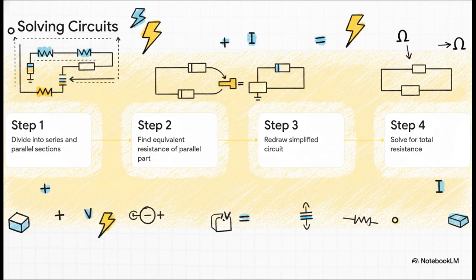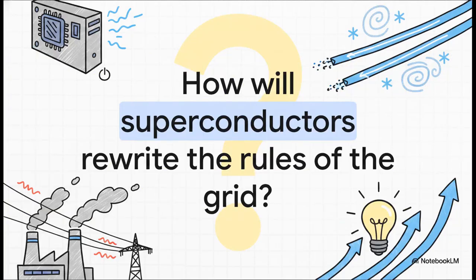We've mastered the fundamental laws of electrical resistance today, but I want to leave you with a rather provocative thought about the future. Right now, when electricity travels from power plants to our homes, some energy is always wasted as thermal energy because of the resistance of the wires. But scientists are working on superconductors. These are special materials that have absolutely zero electrical resistance.